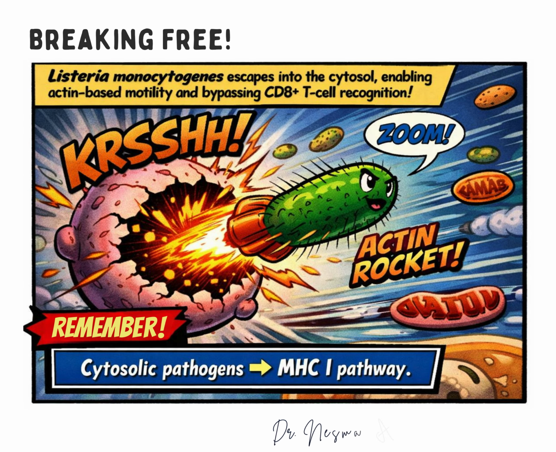Inside the phagosome, Listeria monocytogenes refuses to stay trapped. Using its Listeriolysin O, it breaches the phagosomal membrane and escapes directly into the cytosol. Living freely in the cytosol means its antigens are processed via the MHC class I pathway. This would normally trigger CD8 cytotoxic T cells.